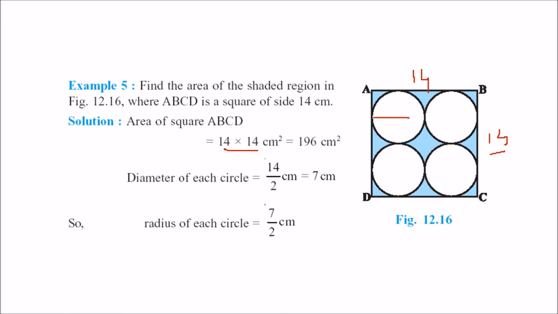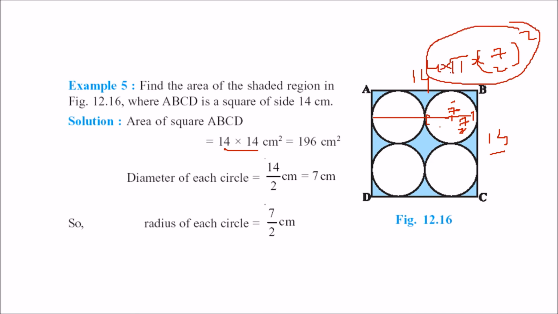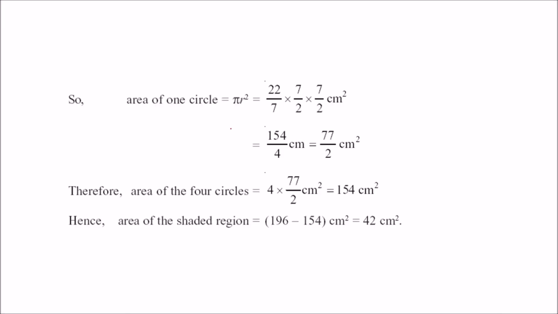How much is this? 14 complete. How much is this? 7. How much is the radius? 7 by 2. What is the area? Pi into 7 by 2 whole square. How many circles are there? 4 into pi into 7 by 2 whole square. You subtract this from 196 and you get the value. So pi r square, you have 4 pi r squares and r is 7 by 2. Subtract this, you get the area.